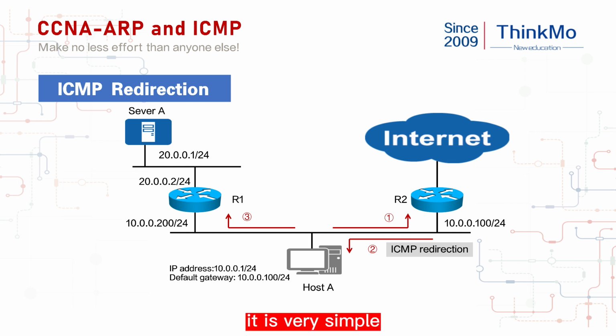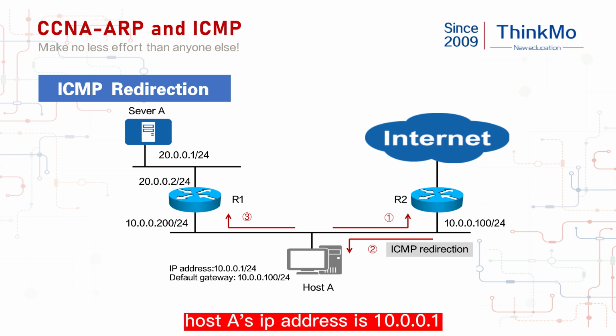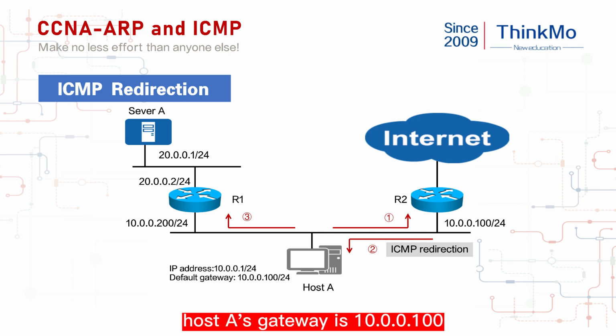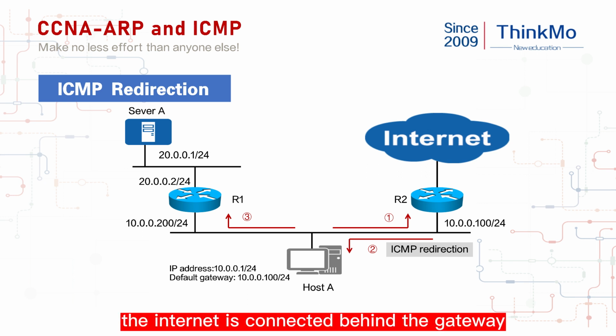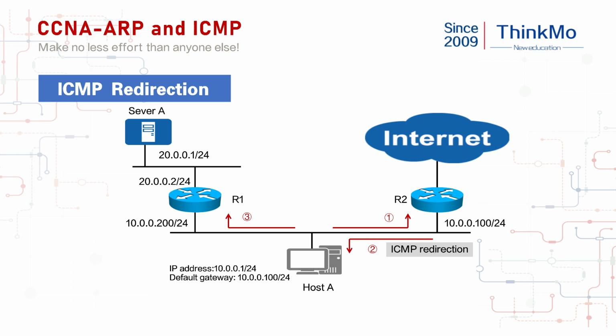Now let's talk about ICMP redirection. It is very simple. For us now, let's check the environment first. Host A's IP address is 10.0.0.1. Host A's gateway is 10.0.0.100. The internet is connected behind the gateway. If I want to go online in the future, my traffic goes like this.